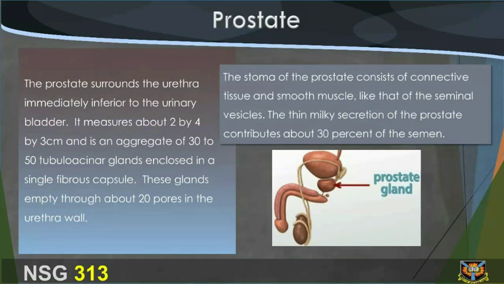Prostate. The prostate surrounds the urethra immediately inferior to the urinary bladder. It measures about 2 by 4 by 3 cm and is an aggregate of 30 to 50 tubuloalveolar glands enclosed in a single fibrous capsule. These glands empty through about 20 pores in the urethral walls. The stroma of the prostate consists of connective tissue and smooth muscle like that of the seminal vesicles. The thick milky secretion of the prostate contributes about 30% of the semen.